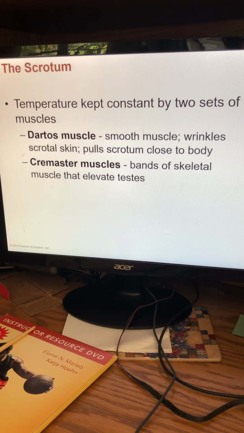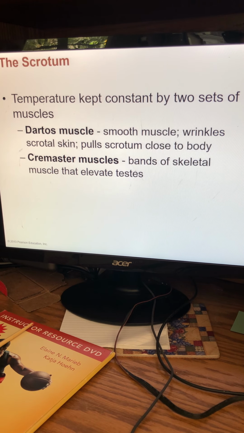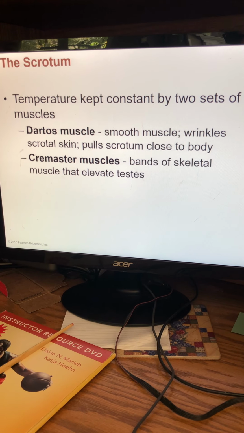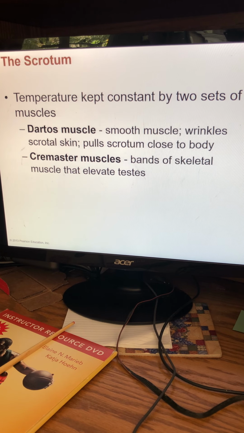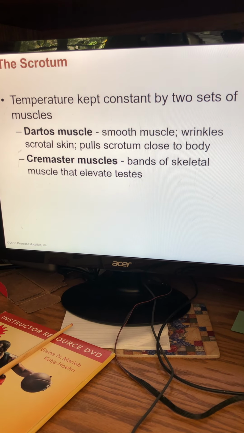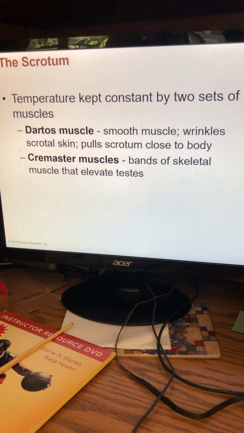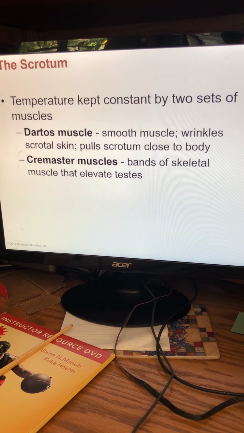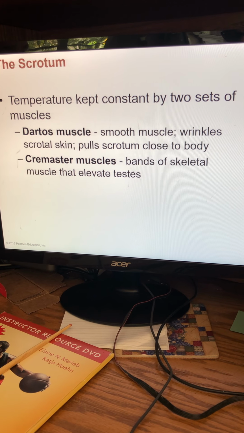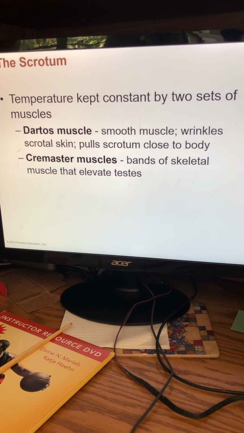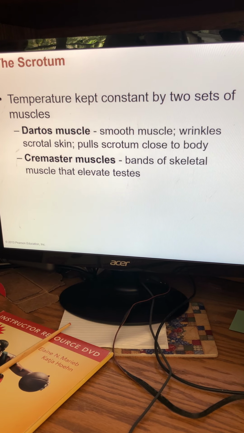The temperature must be kept constant by 2 sets of muscles. One of them, the cremaster muscle, is a band of skeletal muscles that is a continuation of the internal oblique muscle, and so when it gets activated, it can pull the testes closer to your body. If you are a guy taking this course, you kind of know if you've gone into really cold water, the testes will get really close to your body.